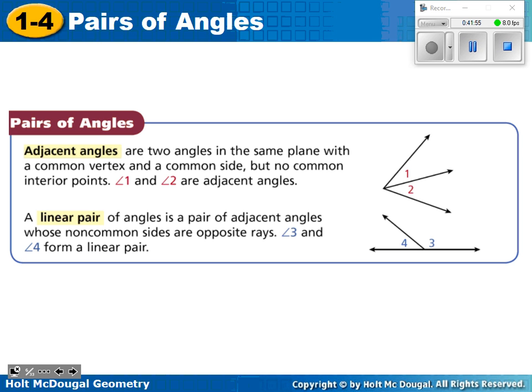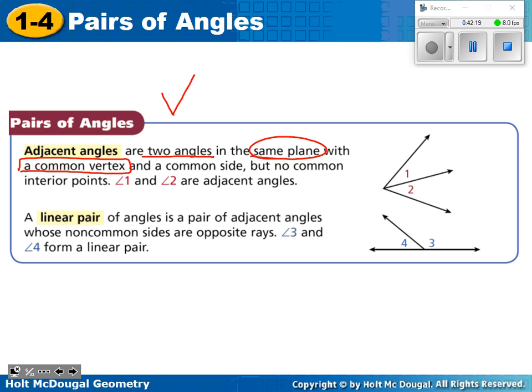So adjacent angles are simply 2 angles that are going to be right next to each other, but they have to have a couple characteristics. First of all, they have to be in the same plane, and that just means on the same sheet of paper or on the same wall, same tabletop, same flat surface. They have to have a common vertex. Be very careful. Sometimes they'll trick you.